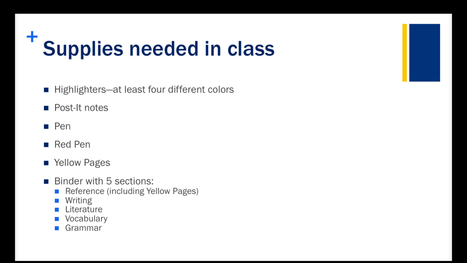Some supplies that you need every day in class, bring these every single day with you. We will use them all the time. Highlighters, have at least 4 different colors. I don't care what colors you pick, just make sure you have 4 different kinds. Have some post-it notes, whatever sizes you want. You need a pen, not a pencil. You need a pen and a red pen, and your yellow pages, which I'll give you on the first day of class. And in your binder, you need 5 sections that are dedicated to this English class. These sections are reference, where your yellow pages will live, and some other documents. Writing, literature, vocabulary, and grammar. Those are the 5 sections you need.